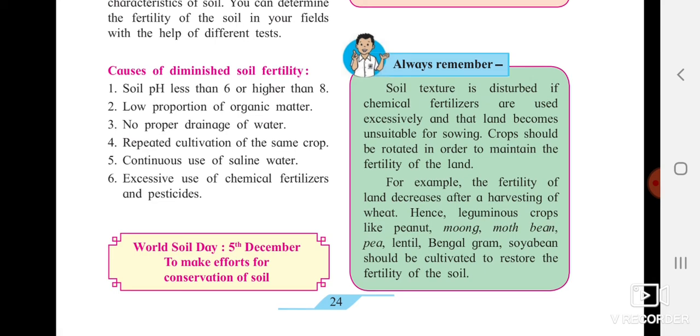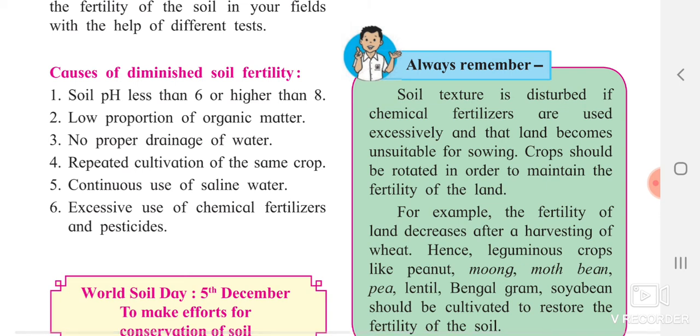Now, how the soil fertility is reduced, that we will see. If the soil pH is less than 6 or higher than 8, you can say that soil fertility is totally gone. It should range between 6 and 8. Low proportion of organic matter, the natural materials which are required for the soil, it should be more. If it is less, the soil fertility will be diminished.